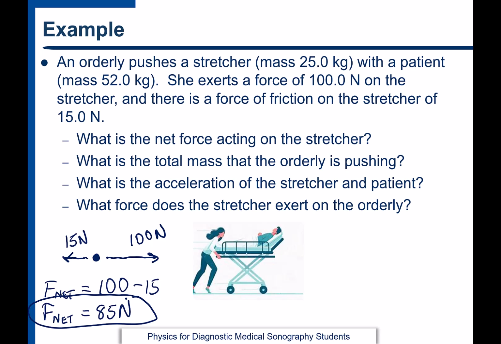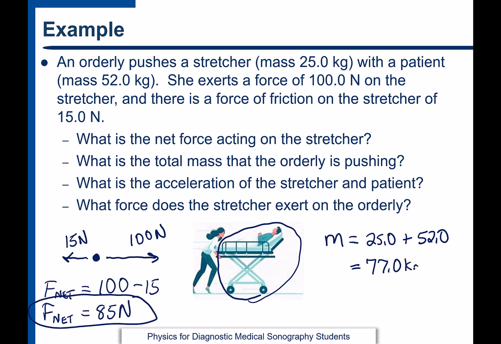The next thing that we need to know is, what is the total mass that the orderly is pushing? And we need to know that total mass because ultimately we want to calculate the acceleration. So that total mass is just the mass of the stretcher itself, which is 25 kilograms, plus the mass of our patient, which is 52 kilograms. And so we get a total mass of 77 kilograms.